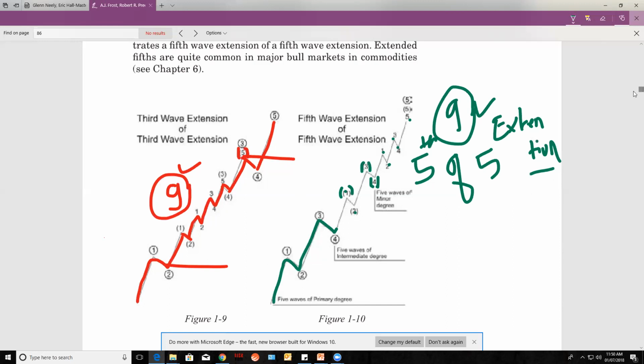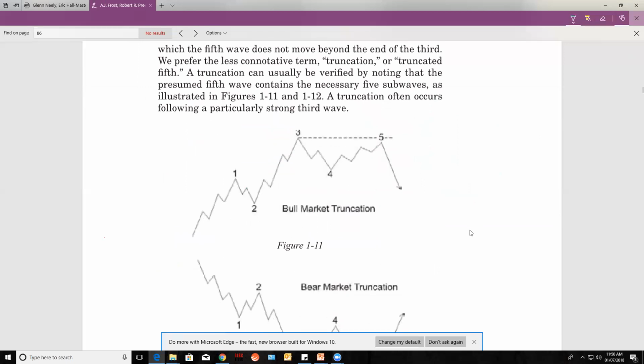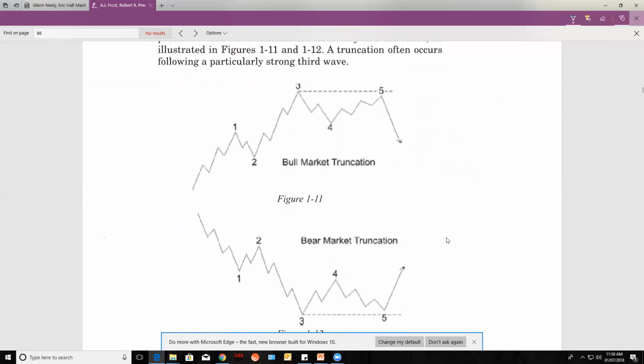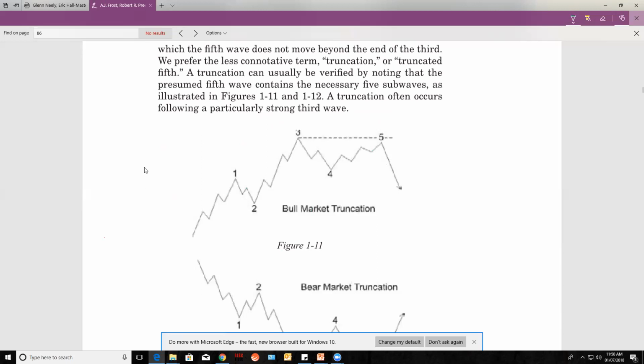This is how the extension looks. Third of third is extended here, and fifth of fifth is extended there. This is the bull market truncation, as they mentioned.